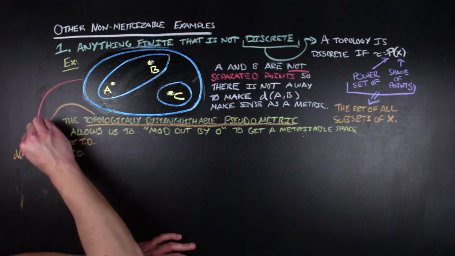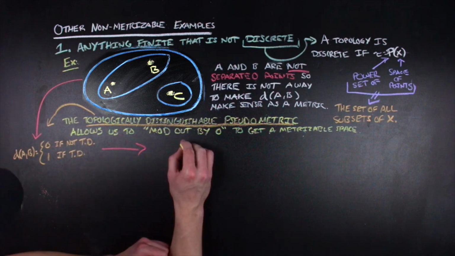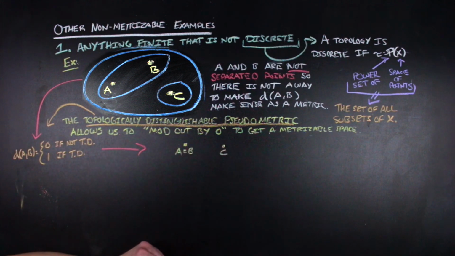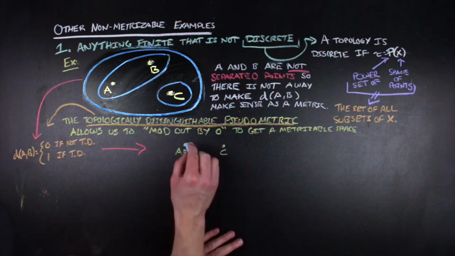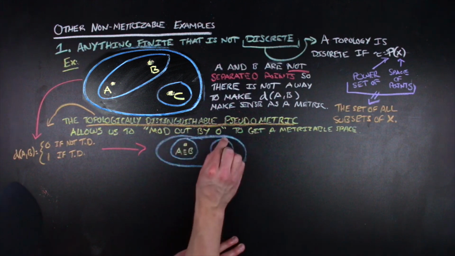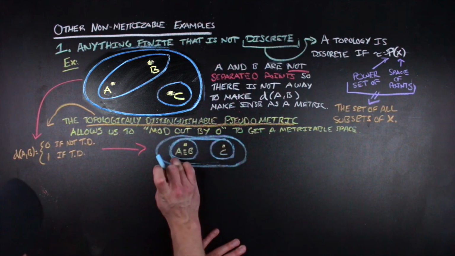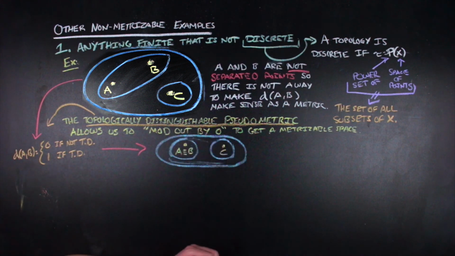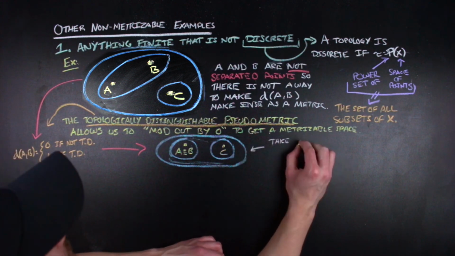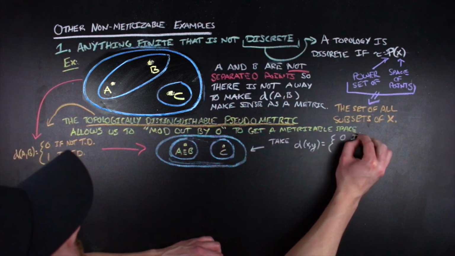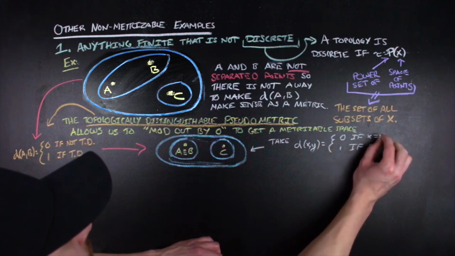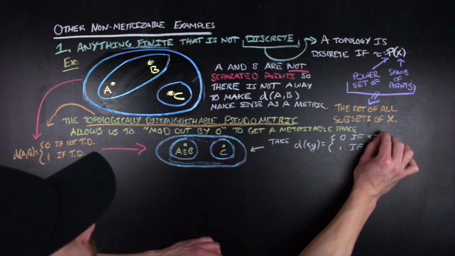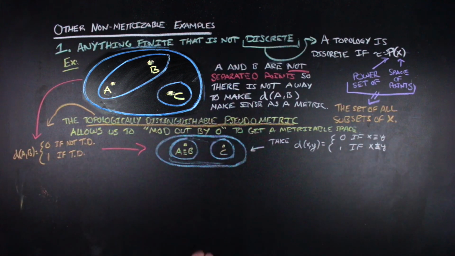So we can go ahead and use this pseudometric to define some equivalence classes between points. And that leads us to this new image of this topology when we mod out by those topologically indistinguishable points. And we get this 2-point topology that has a metric which is just the discrete metric, where d of x and y is equal to 0 if x is related to y, and d of x and y is equal to 1 if x is not related to y.